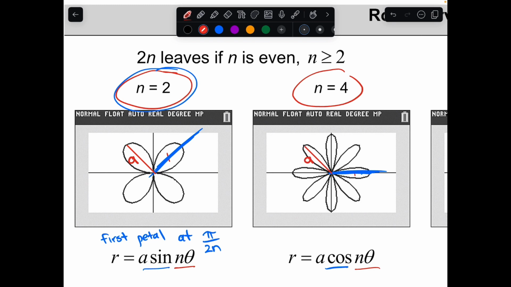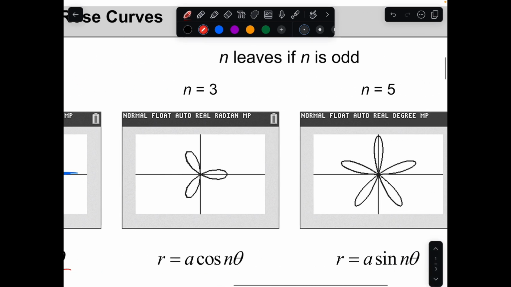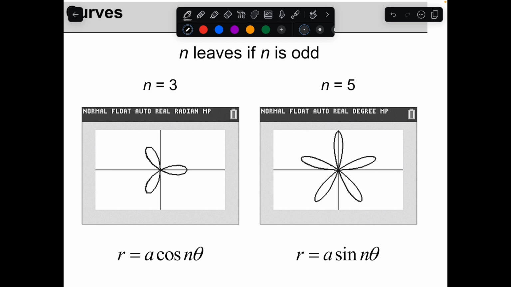Now, what happens if n is odd? If n is odd, we're going to have the same amount of leaves. So in the left case, we have n is equal to 3, and how many leaves do we have? We have 1, 2, 3 leaves. On the right side, we have n is equal to 5, and we have 5 leaves.